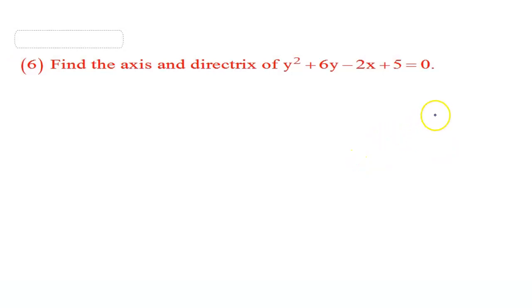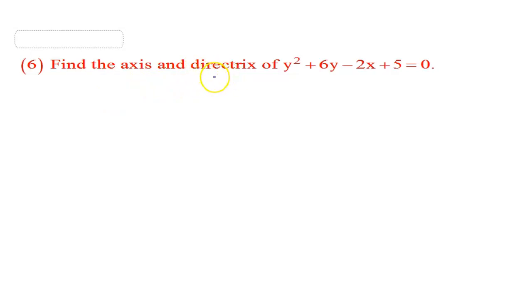Right, now go for the next question. Here the question is the same model, find the axis and directrix. In the previous question he was asking to find focus and vertex. In this question he is asking axis and directrix.